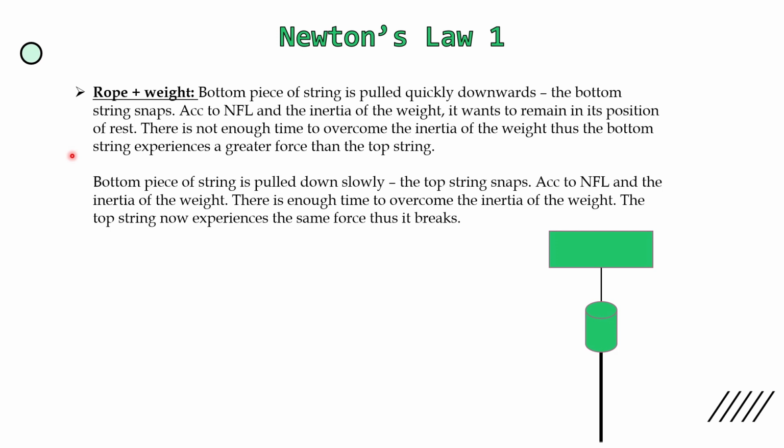I want you to think of this as a real-life example. Let's say there's a loose thread at the end of your shirt, and you want to pull it out. If you pull it out slowly, the rest of the thread wants to follow through, because there is enough time to overcome the inertia of the thread. However, if you do it quickly, just the loose thread is the one that snaps. That's how I want you to remember this example.